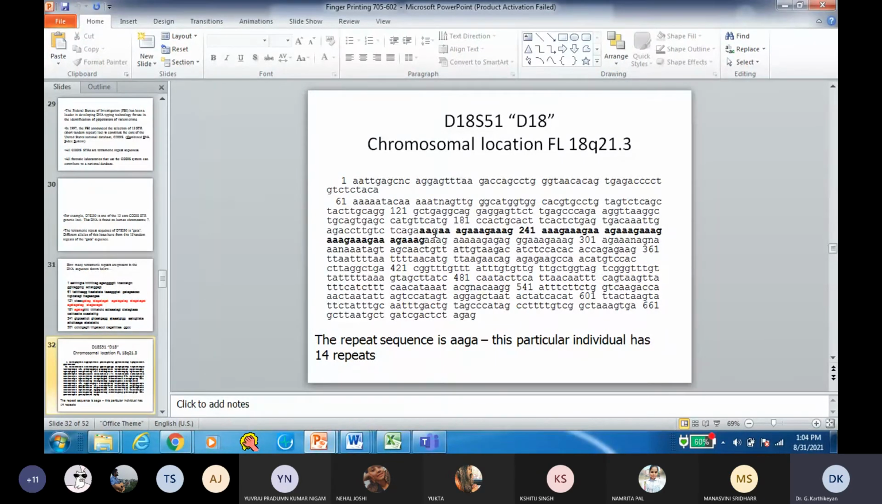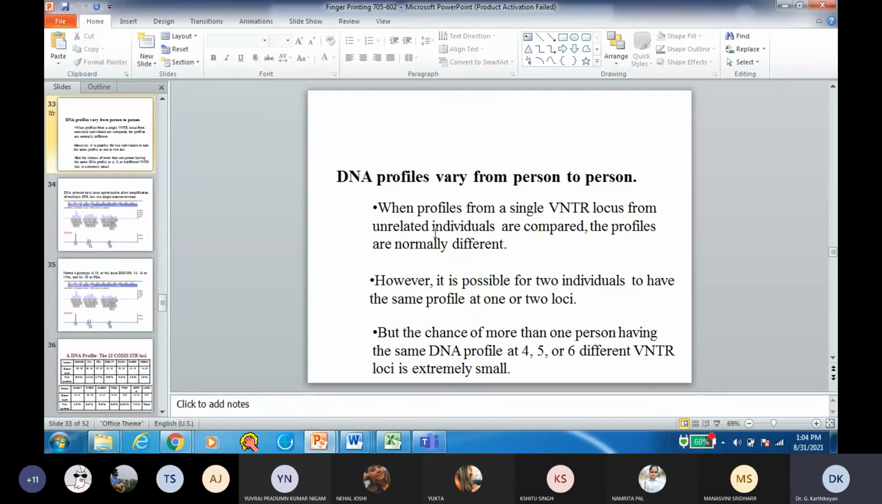Okay, when profiles from a single VNTR locus from unrelated individuals are compared, the profiles are normally different. However, it is possible for two individuals to have the same profile at one or two loci, but not all the 13 loci. Okay, that is going to be highly improbable. Okay, but the chances of more than one person having the same DNA profile at 4, 5, or 6 different VNTR loci is extremely small, extremely small. Okay, in fact, if you were to use a combination of 13 different loci, it's practically impossible.